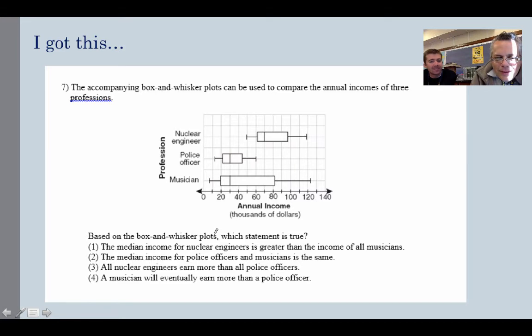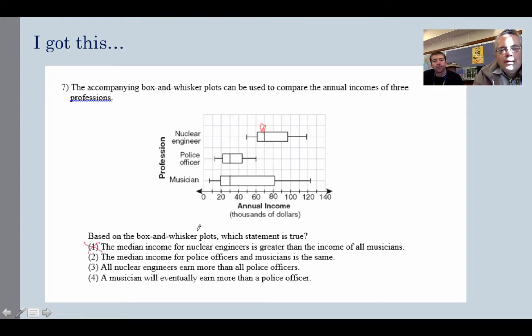Wow, the median income for nuclear engineers is greater than the income of all musicians. Where's the median for the nuclears? Can you put a little mark right here? Okay. And that's greater than the income of all musicians? That's not true. It's greater than some of the incomes of musicians. Not all. Cross off one. Okay. That's a lie. Almost done.